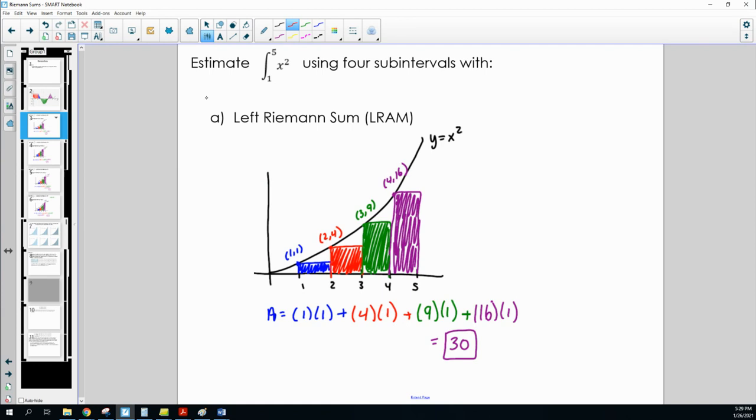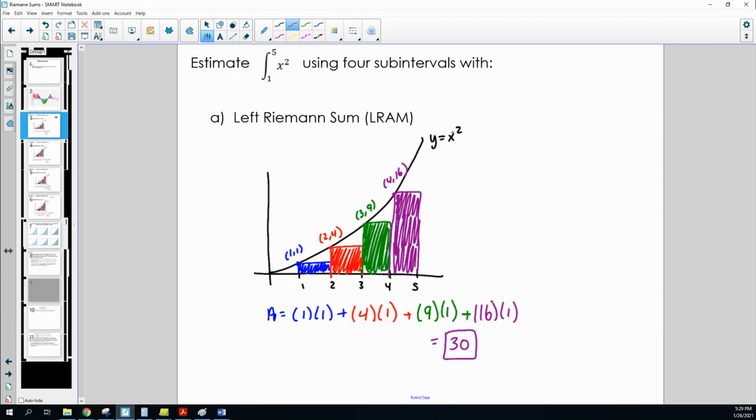So here's an example. We're trying to find the area under the curve, which is what this integral means, from 1 to 5 of x squared. x squared is our function, and we want to use 4 subintervals. In this one, we're looking at the LRAM, which is the left Riemann sum. All of this was in the video we watched prior, so we're just recapping.